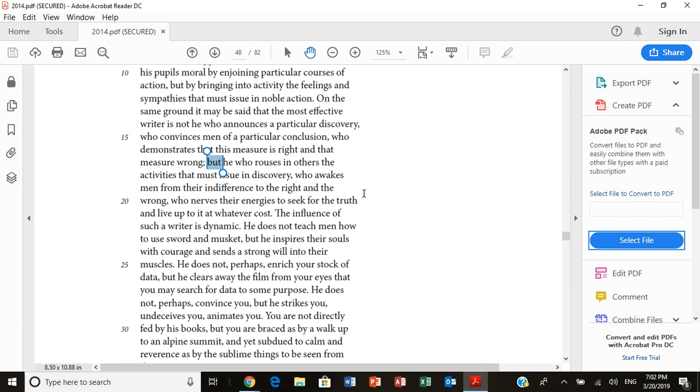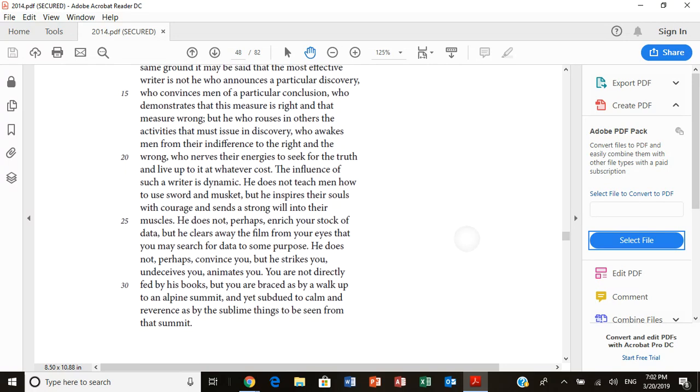But he who rouses in others the activity that must issue in discovery, who awakes men from their indifference to the right and the wrong. And now we get the third one. Ready? Who nerves their energies to seek for the truth and live up to it at whatever cost. I hope you saw that whole, not this, but that syntactical approach. Not this, but that. It came several times. And the third time we had it with three elements on either side of that semicolon. This author is certainly a master of parallel structure.